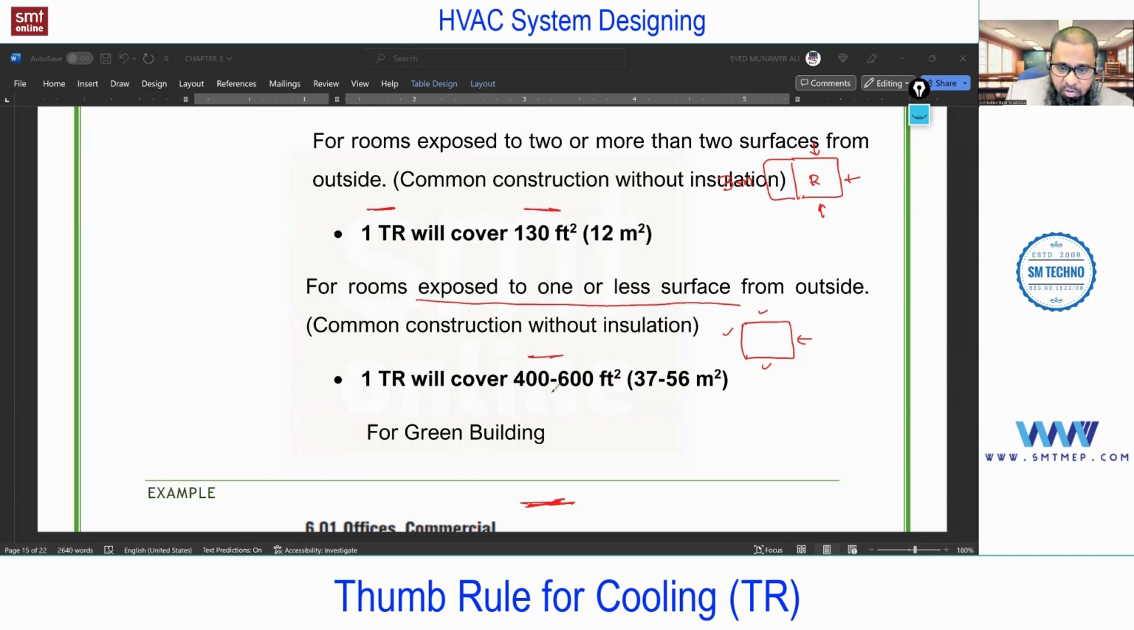So remember, if you talk about a green building or a standard insulated building, we can consider 400 to 600 square feet for 1 ton. Very efficient. This is just a rough estimate. Insulation means, you see, insulation is the reverse of a conductor.